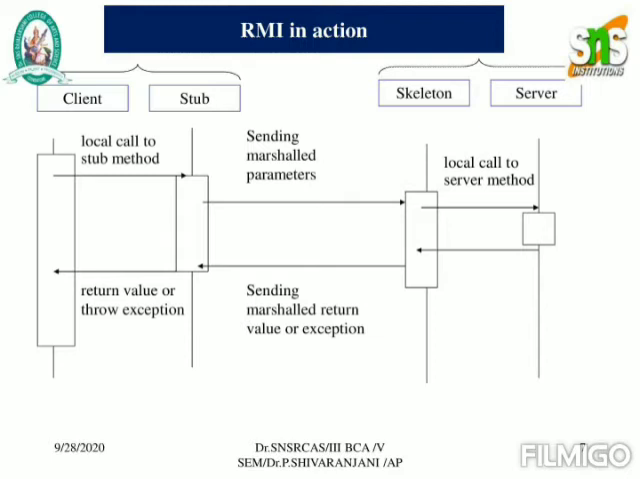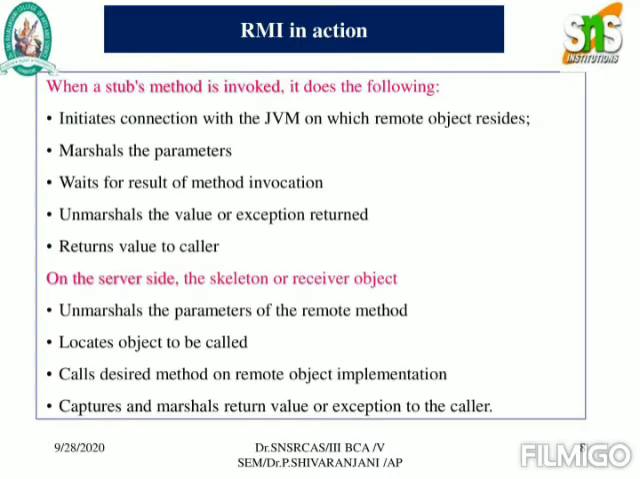So the next one is, what happens when the stub method is invoked on the client side. It does the following things. The first thing is to initiate the connection with the JVM on which the remote object resides. Next, marshal the parameters. Then wait for the results of the method invocation. The next one is to unmarshal the value or exception returned, and return the value to the caller. So this is the action that takes place inside your stub method.